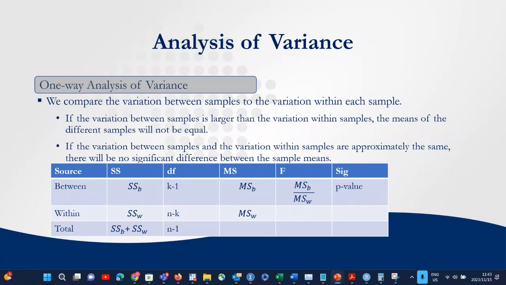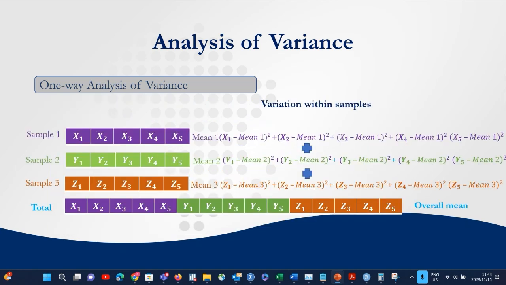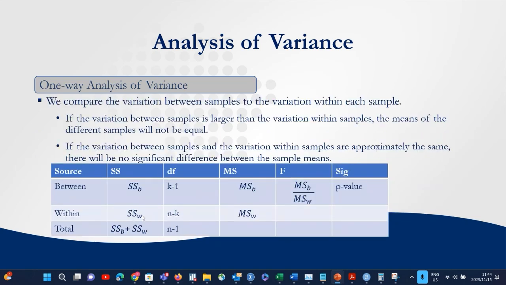So I spoke about the within and the between sample variation. So the variation between samples, if it's larger than within, the means of the different samples will not be equal. If they are approximately the same, there will not be a difference. So you can see we have SS between, and then we also have SS within, which is what I showed you. We use the degrees of freedom. Between, we are familiar with it.